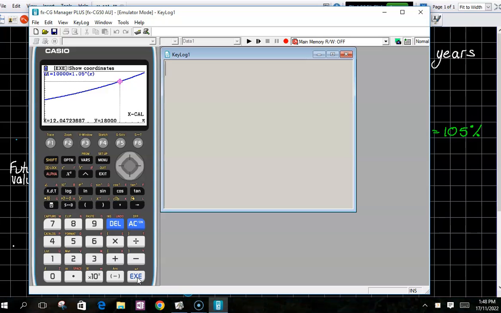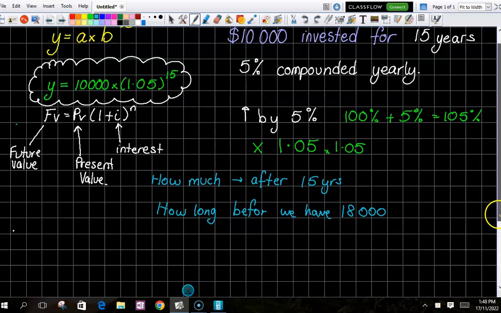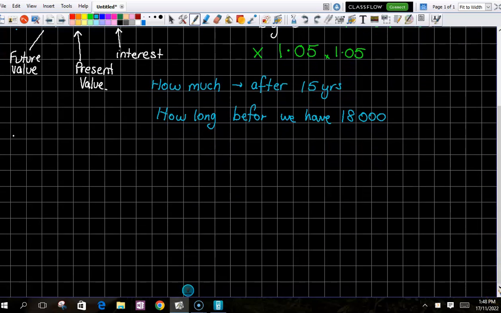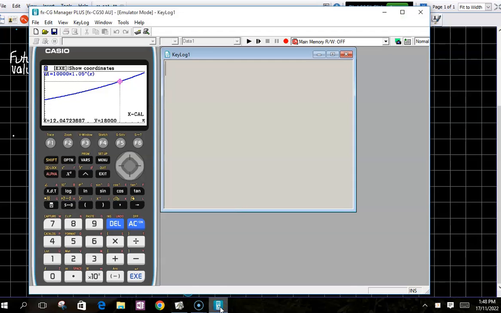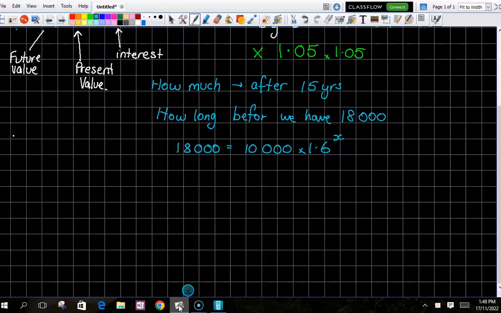Aiden says, I love logs. How does this tie in with logarithms? I said, can you solve that without using technology? So you're solving 18,000 equals 10,000 times 1.6 to the x. And you need to now prove that x is 12.04. So how do I get to x? Have a little bit of a think.